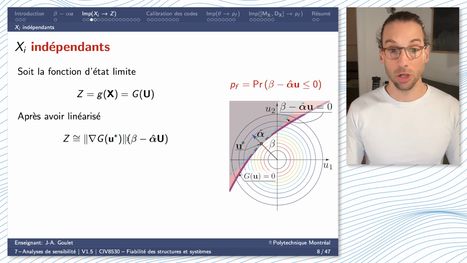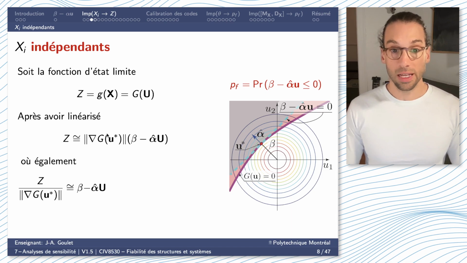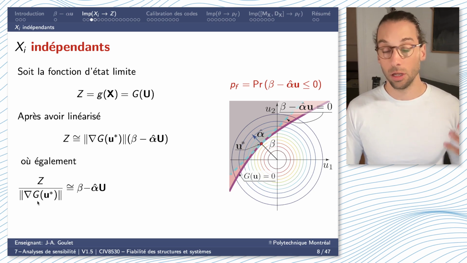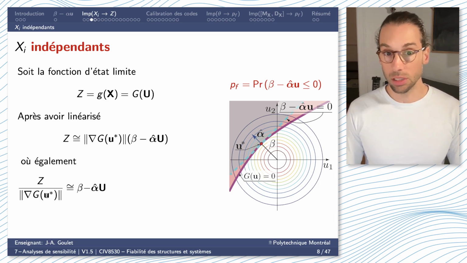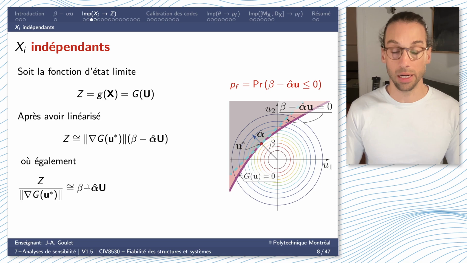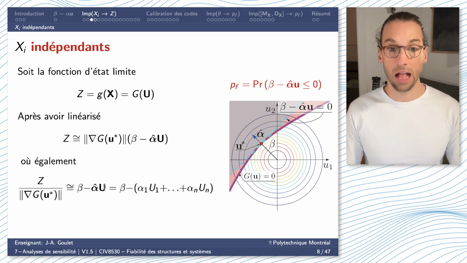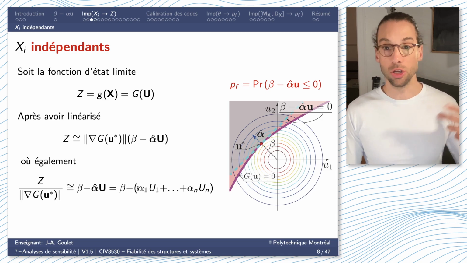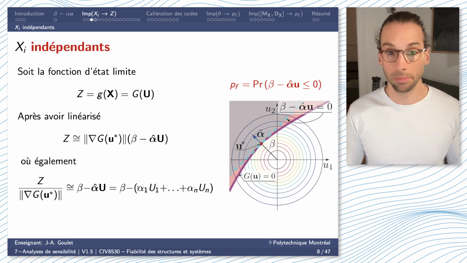We're going to have the norm of the gradient of my linearized limit state function times beta minus alpha u. So here, if I send that gradient to the left-hand side, I can have a normalized safety margin: z divided by the norm of my gradient, which is simply a scalar. In that case, we can say this is approximately equal to beta minus alpha u. If we expand alpha times u, it's really alpha 1 u1 plus alpha 2 u2, etc.